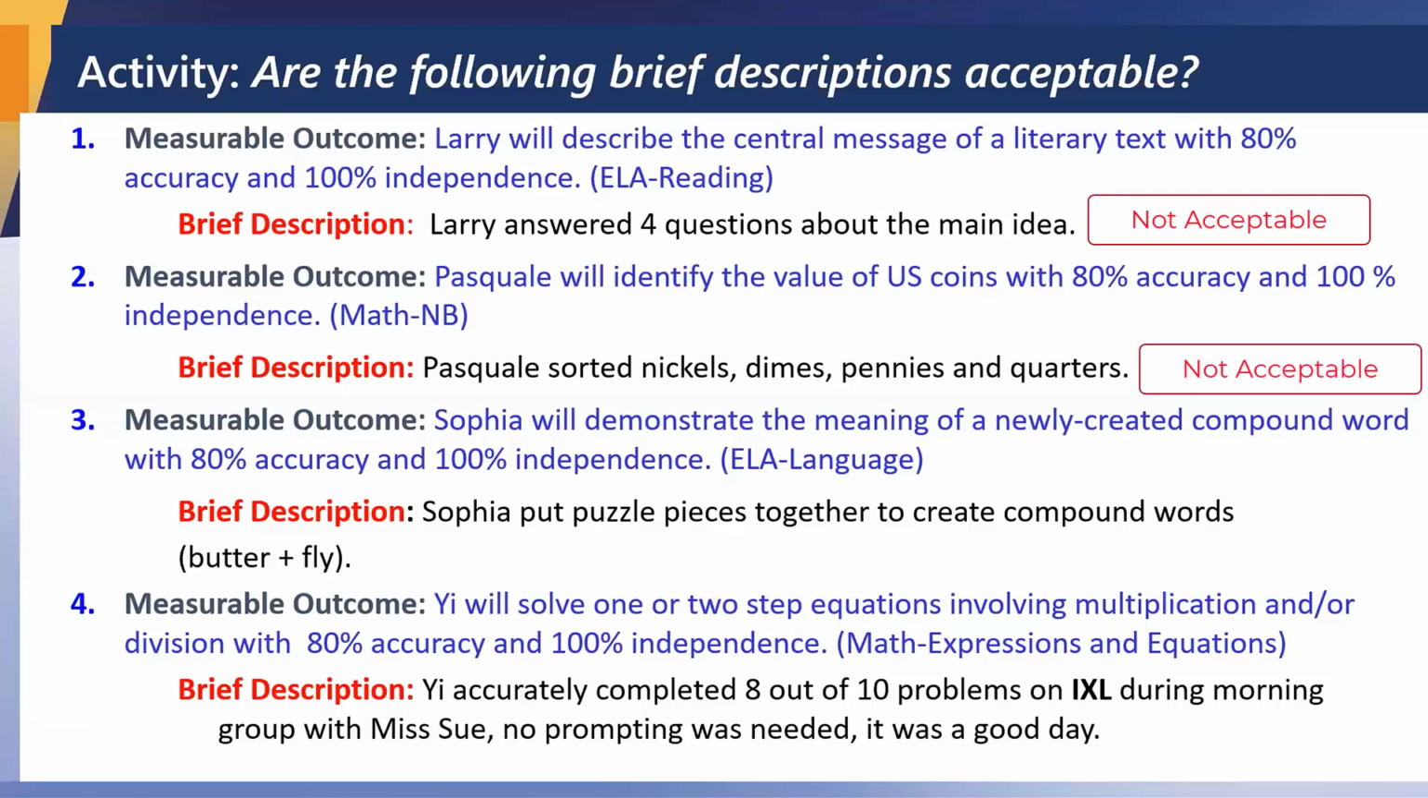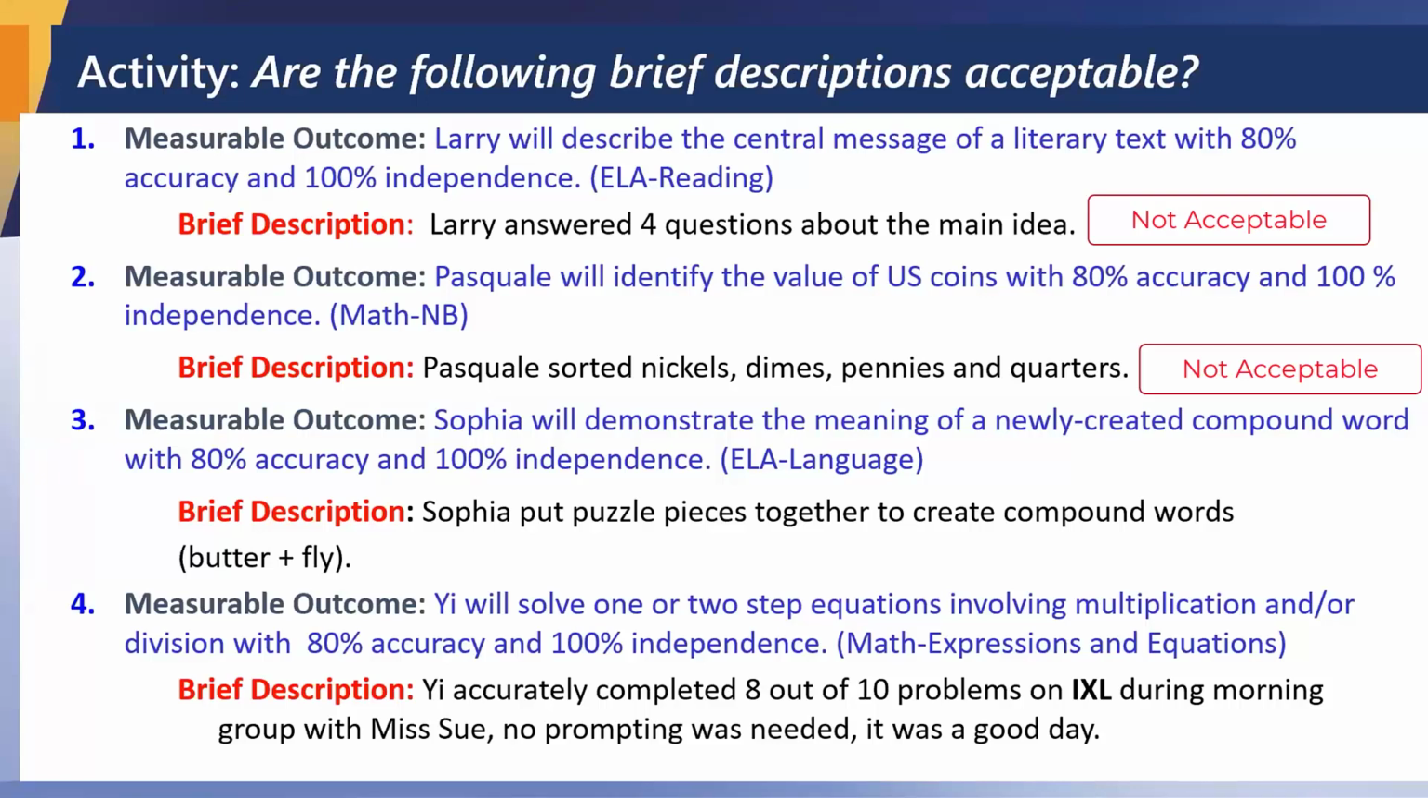Why isn't it acceptable? We wanted to identify the value of the US coins. And what did Pasquale do? He just sorted them. Nickels, dimes, pennies, and quarters. Just sorted them. He did not identify the value of them. Okay. All right, let's see.